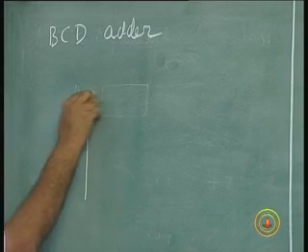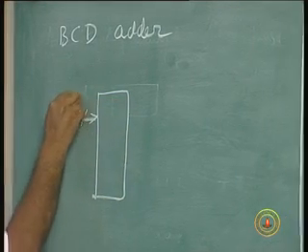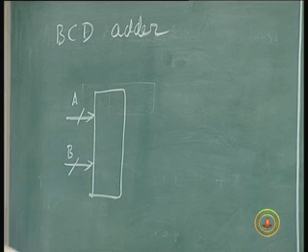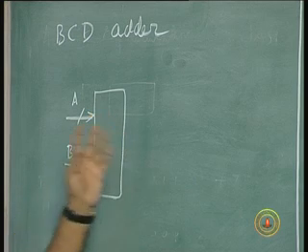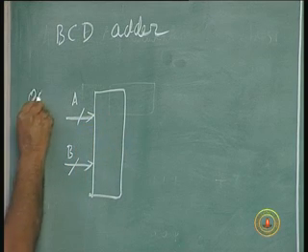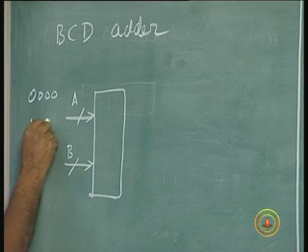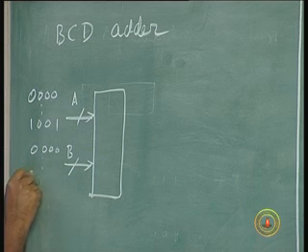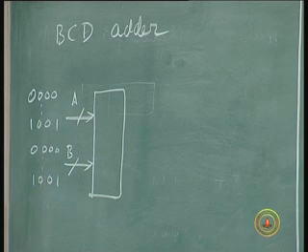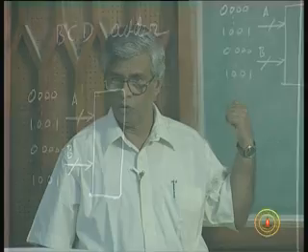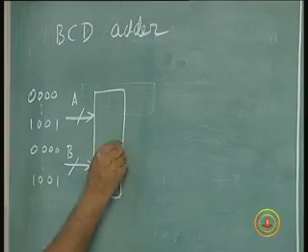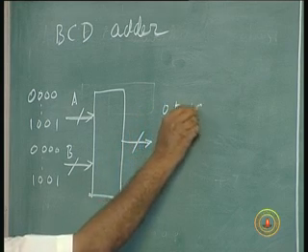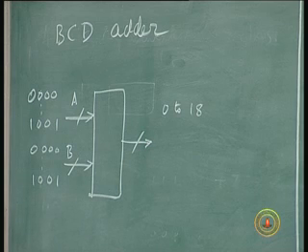Suppose I have two numbers, I will call them A and B. You know what I mean by this arrow with a slash: more than 1 bit, 4 bits let us say, 0 to 9. So the number can go from 0 0 0 0 to 1 0 0 1. Similarly, this can go from 0 to 9. I would like to have the result as 0 to 18. That is what I would like to have.